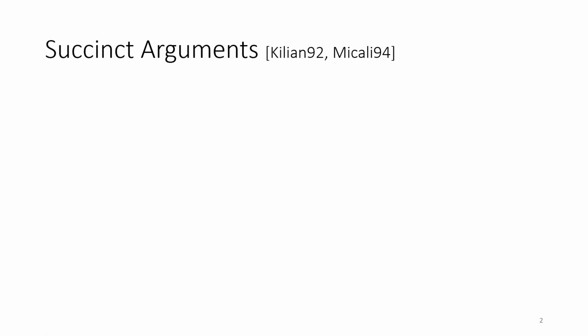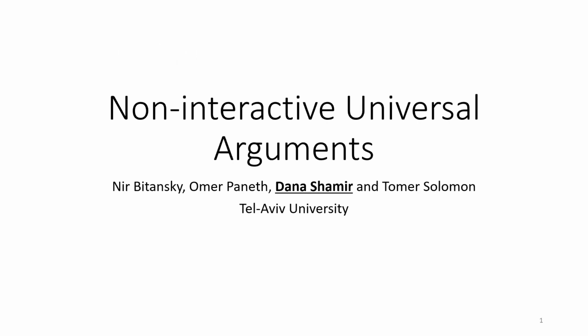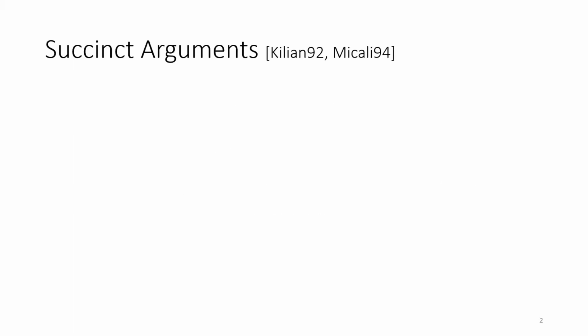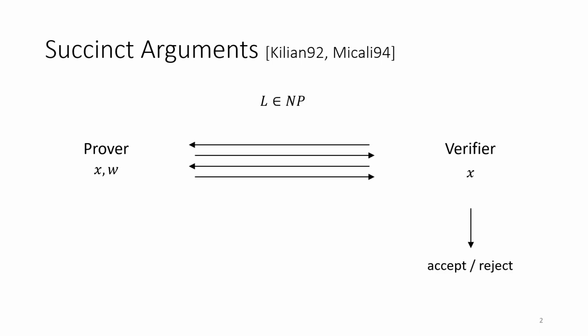So let me start with succinct arguments. In succinct arguments, we have some language in NP, and the prover needs to prove to the verifier some statement X. Since this is an NP language, the prover also needs to know the witness W. And we have the usual properties of completeness and computational soundness, where soundness holds against polynomial adversaries.